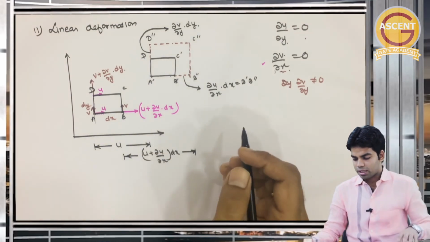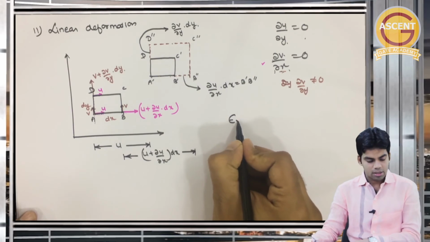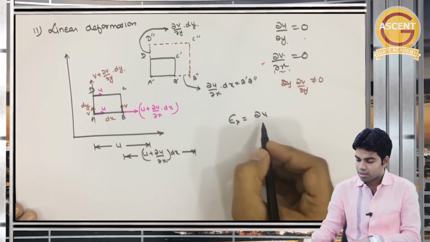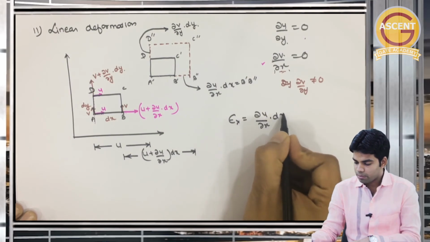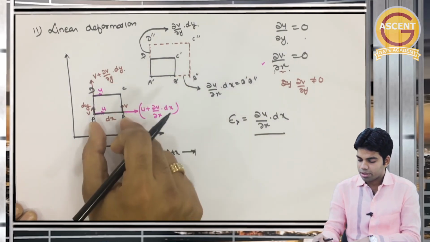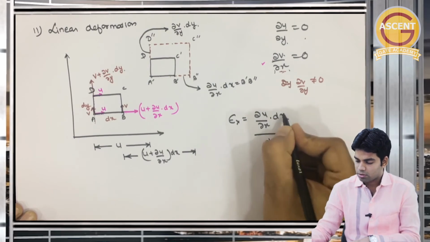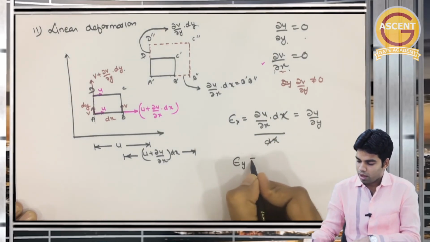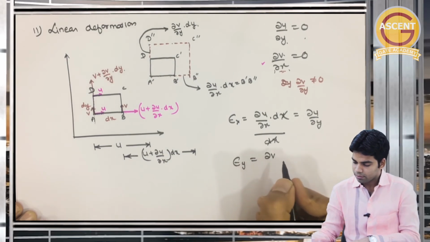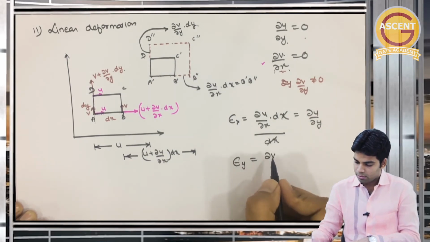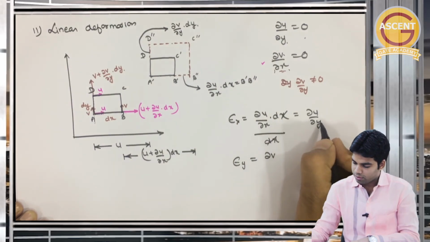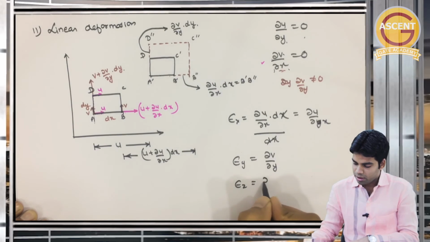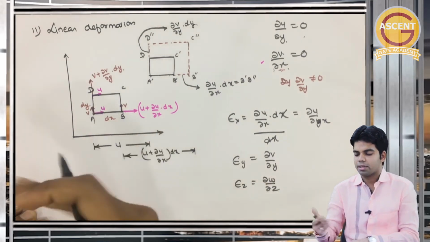If you want, you can determine the strain rate. So the strain rate in the x direction, epsilon x, will be equal to the total change in length, del u by del x into dx, divided by the original distance, which is dx. So this dx will get cancelled out, and it will be del u by del x. Now epsilon y will be del v by del y. Similarly, strain in the z direction will be del w by del z if the same element is considered in 3D form.